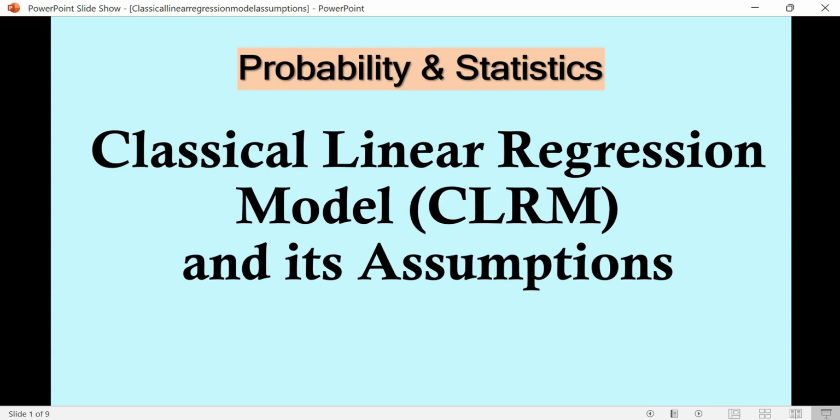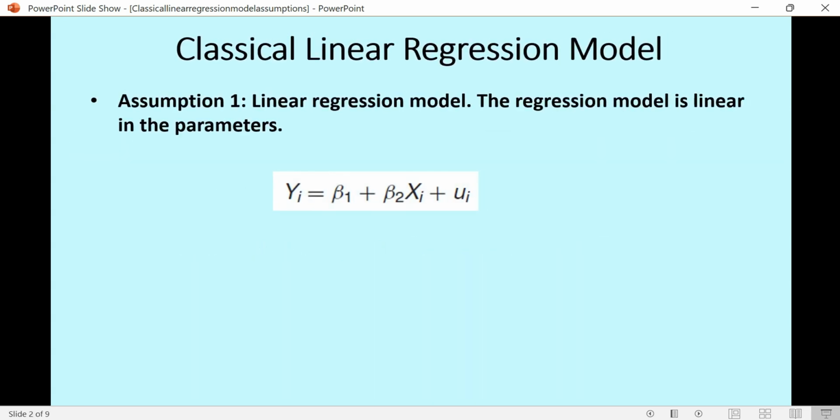Hello, in this video we will talk about the classical linear regression model, or CLRM, and its assumptions. So when we have estimated a linear regression model, for example y equals beta 1 plus beta 2 times xi, we will not stop at this point. If we do not go further, it's okay.